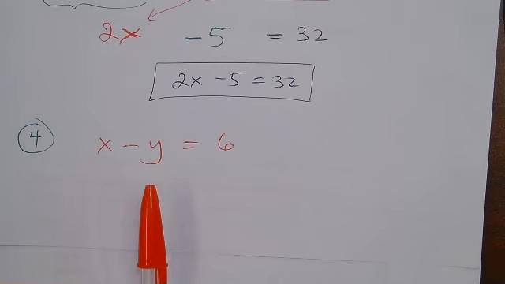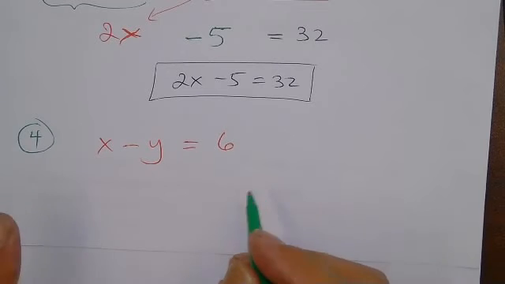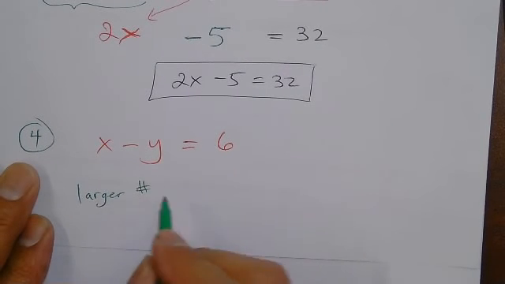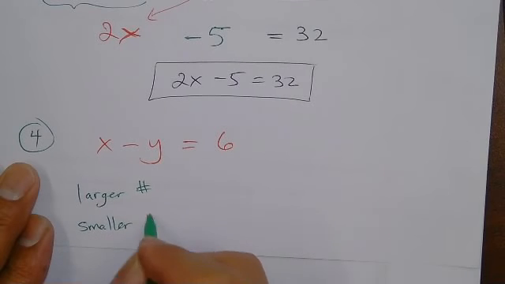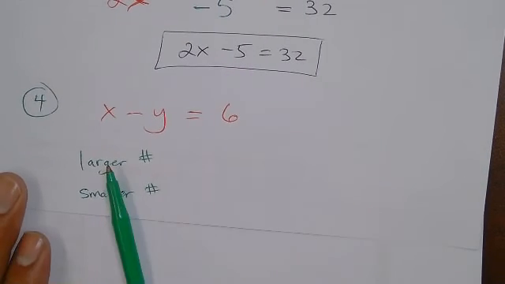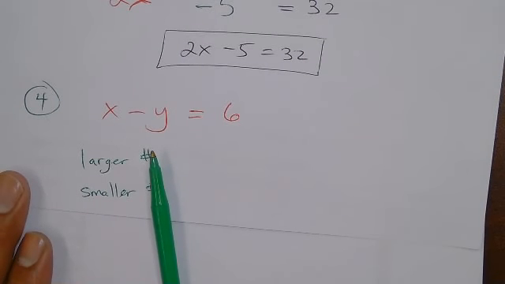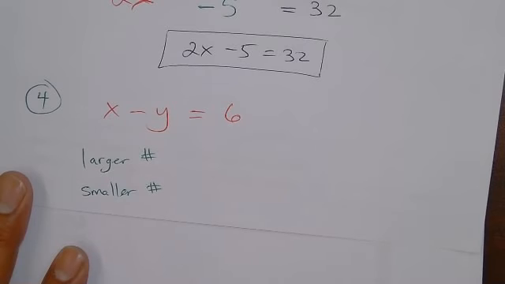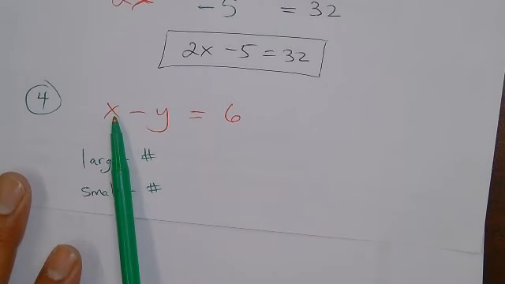Do I know what number is x? No. Do I know what number is y? No. Now, here, which one would be the larger number? And which one would be the smaller number? I don't know the answers yet. I don't know what the x number is. I don't know what the y number is. But according to this, I should know which one's the larger and smaller. X has to be the larger number, and y has to be the smaller. You guys agree with that?